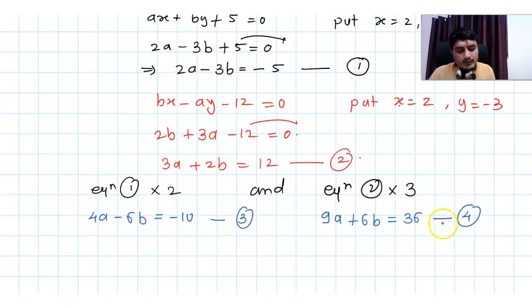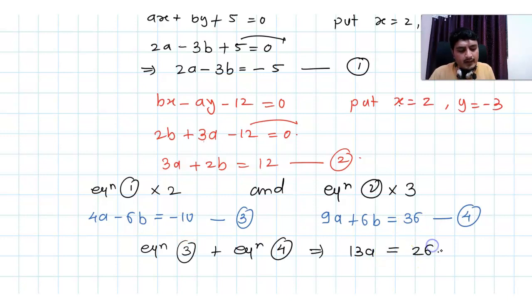Now look at equations 3 and 4 carefully. The coefficient of variable b from 3 is -6, and from 4 is 6. What will happen once we add them up? We eliminate variable b here. So let us add equations 3 and 4: 4a plus 9a we get 13a, -6b plus 6b cancels and gives us 0, -10 plus 36 we get 26.